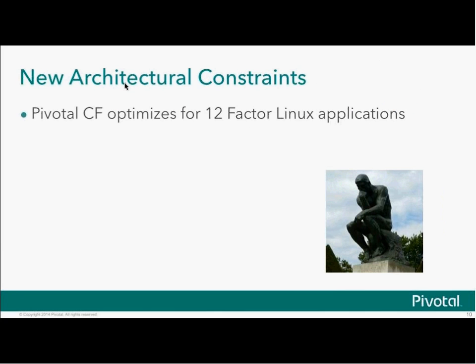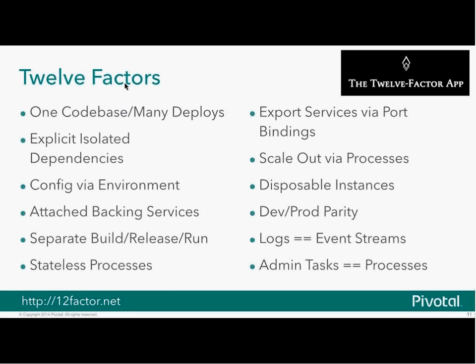So in order to get the benefits that we have from a platform like Cloud Foundry, we actually have to pay some costs. And I'm not talking about software licensing costs as much as I'm talking about changing the way that I do things. So just as an example, Cloud Foundry optimizes for these things we call 12-factor Linux applications. And I'm not going to go through all of the 12 factors this morning, but if you visit 12factor.net, it's a very quick read. You can read through all of these in about 20 to 30 minutes, more than likely.